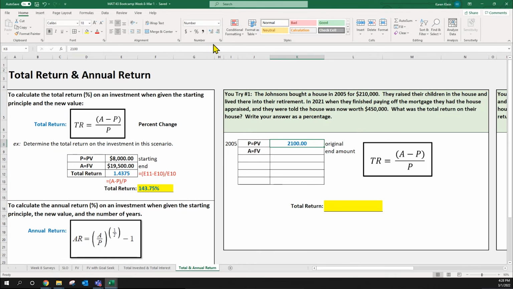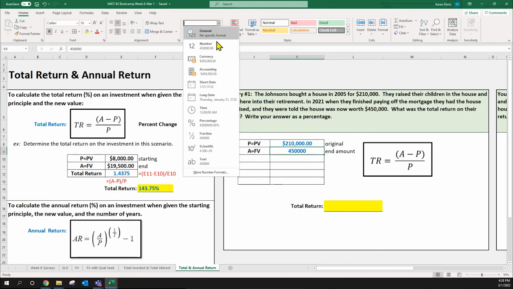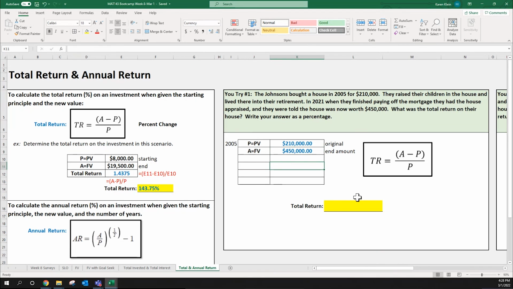So I'm going to change this to currency. I'm going to change that back. The end amount is 450,000. So now I'm ready to find my total return.